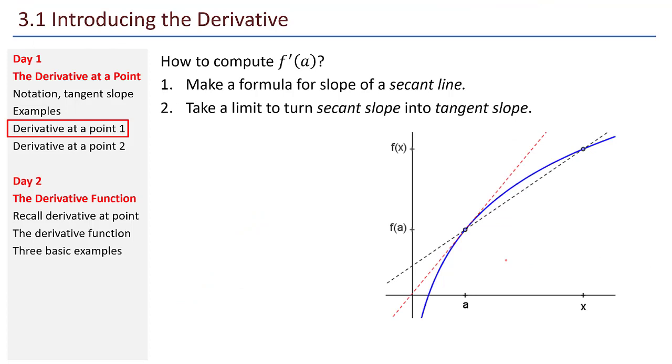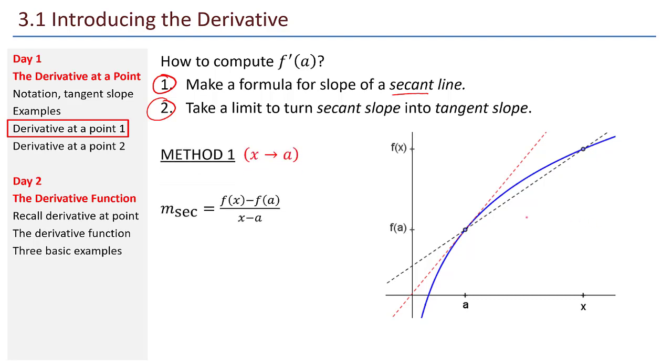So how do we actually compute f prime of a? How do we figure out the slope of a tangent line? Well, we do 2 steps. Number 1, we make a formula for the slope of a secant line. That's a line that goes through 2 points of the curve. And then we take a limit to turn the secant slope into a tangent slope. Here's what I mean. We actually have 2 methods for doing this.